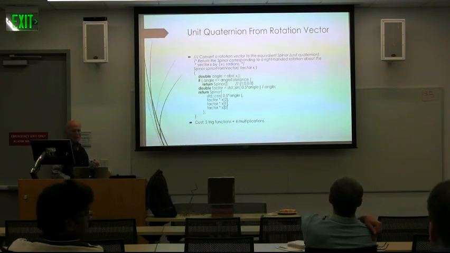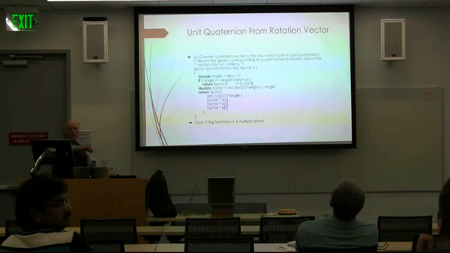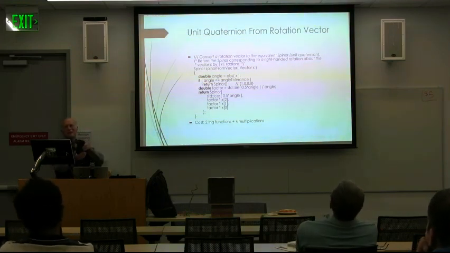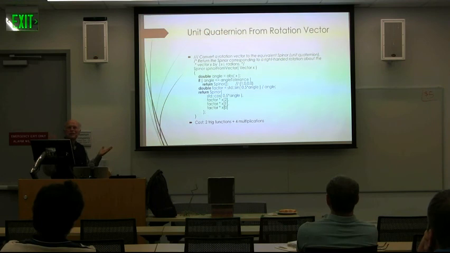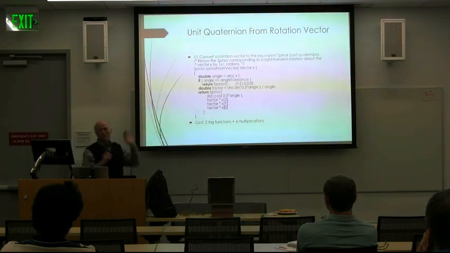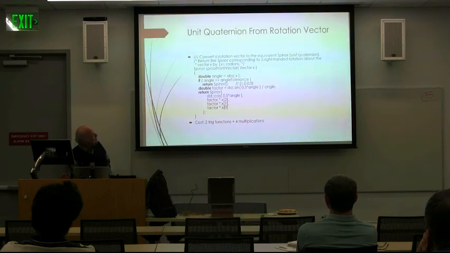Once you've done your interpolation by doing ordinary vector arithmetic, then you can go back to the unit quaternion. You're doing it this way, and it's two trig functions and four multiplications. Pretty quick, but it does have trig functions.